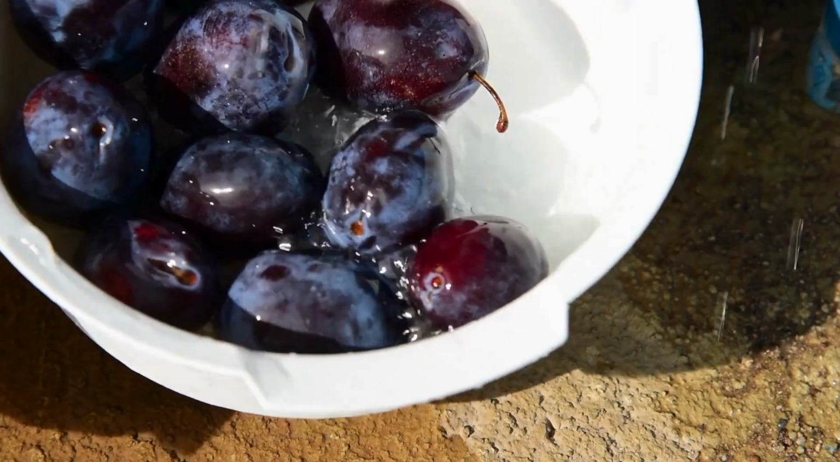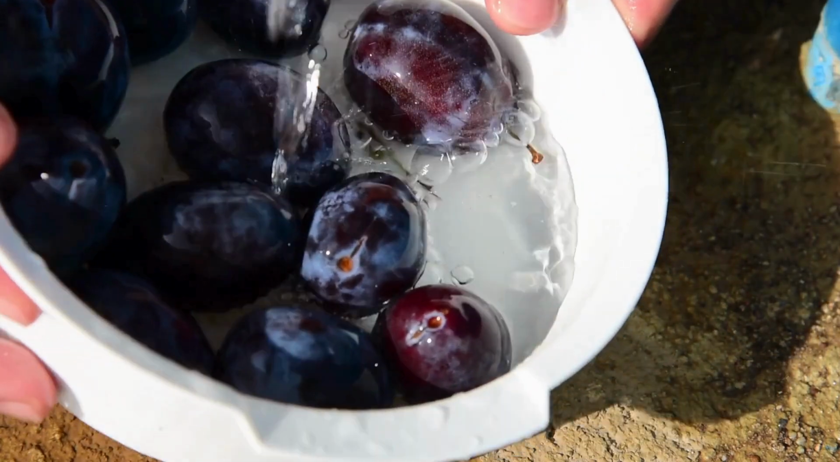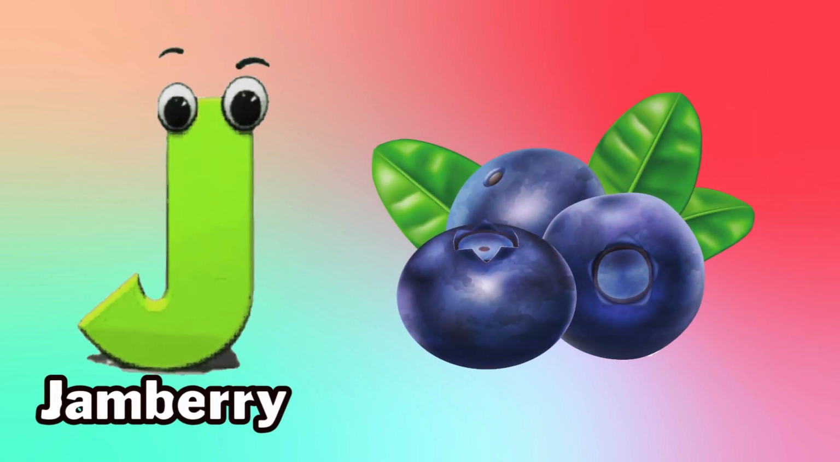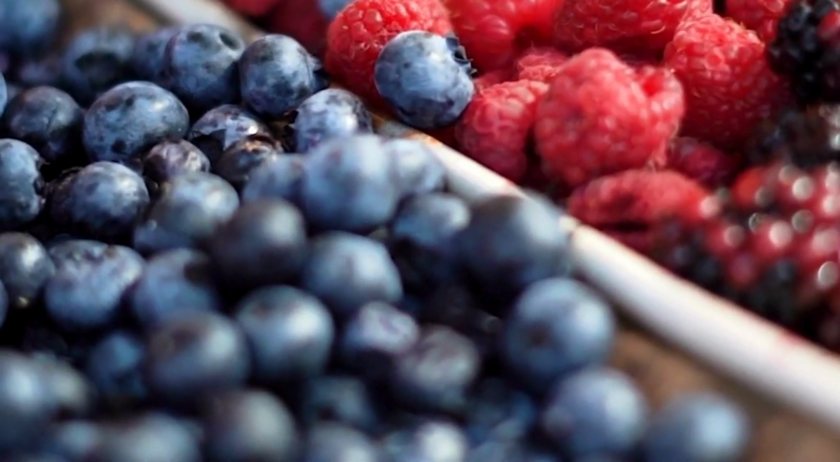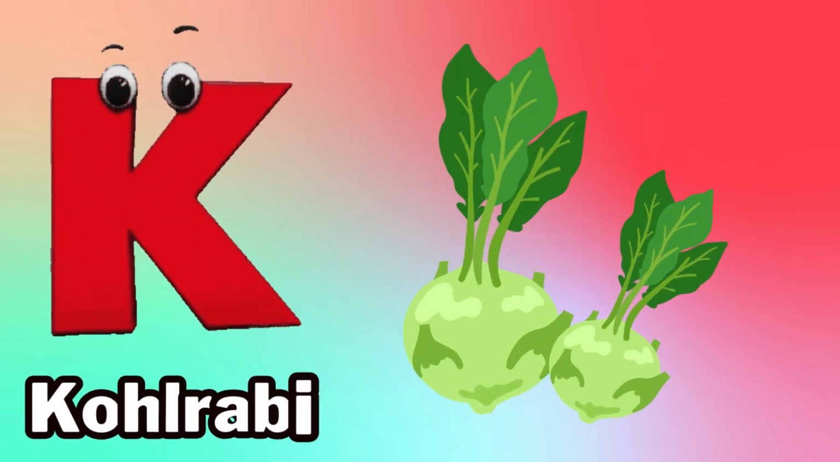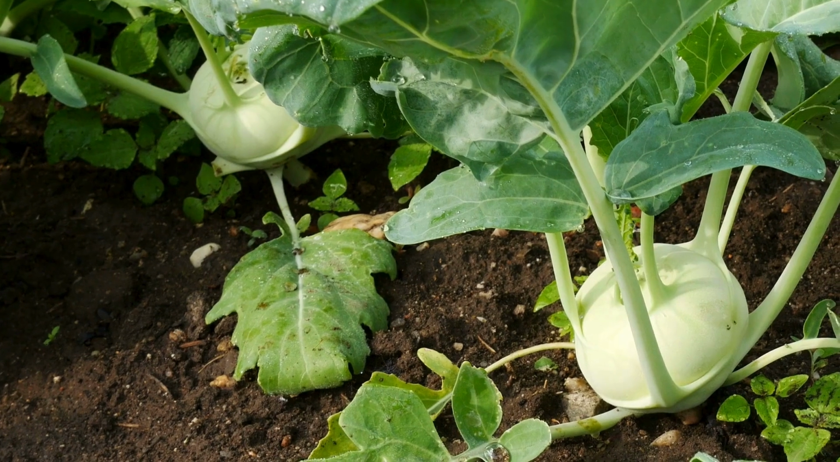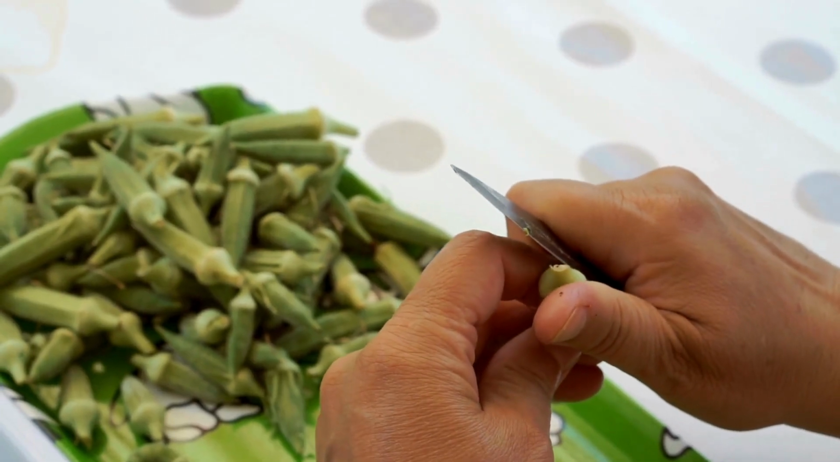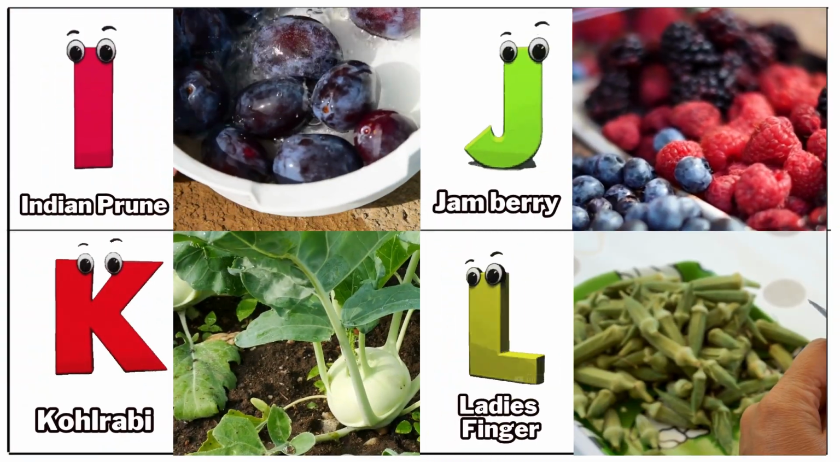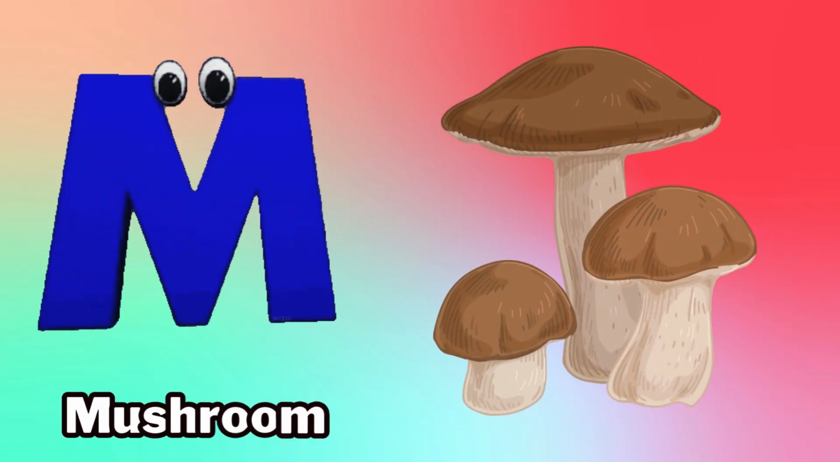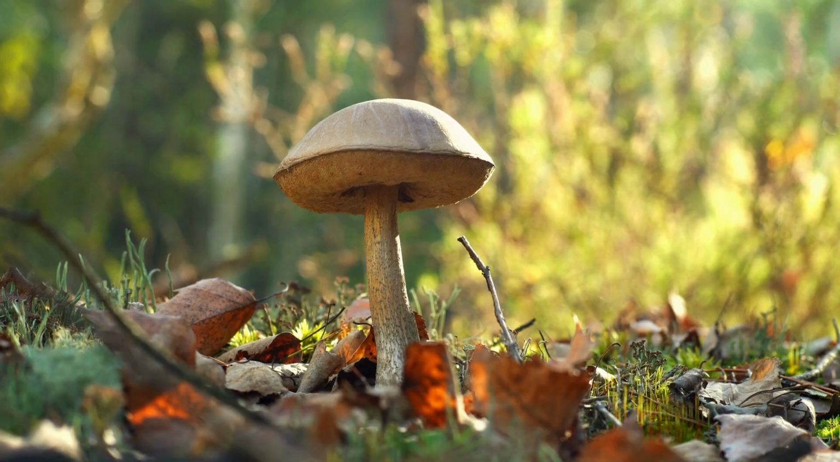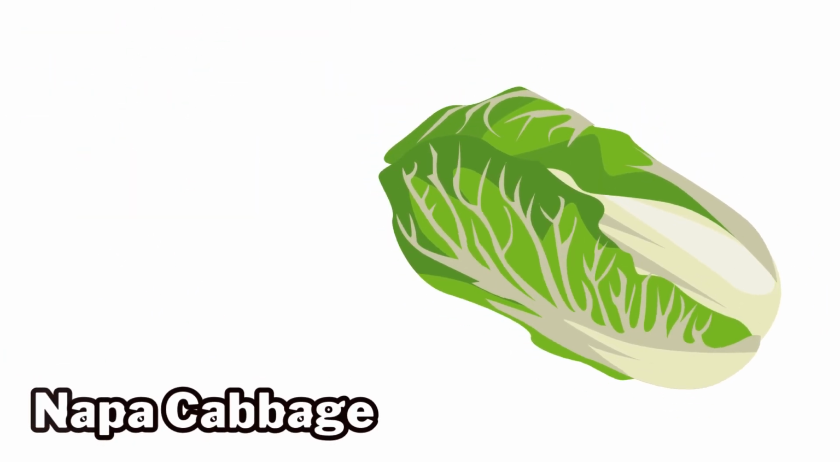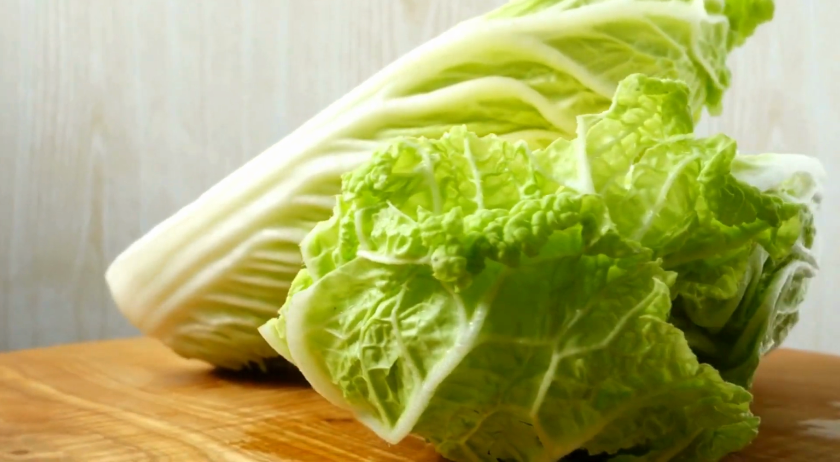I is for Indian prune. Indian prune. J is for jamberry. Jamberry. K is for kohlrabi. Kohlrabi. L is for lady's finger. Lady's finger. M is for mushroom. Mushroom. N is for napa cabbage. Napa cabbage.